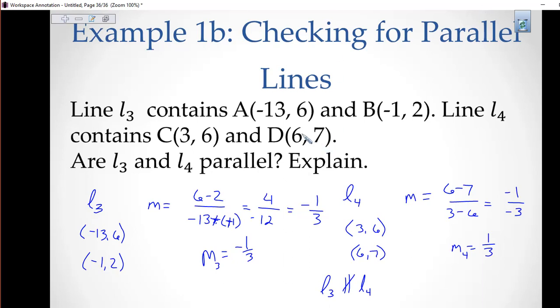So remember, set up your points, line them up one under the other, take your y values, subtract them over your x values, and just compare the slopes. If it's the same, they're parallel. If they're not the same, it is not parallel.